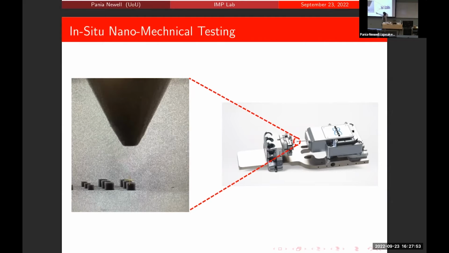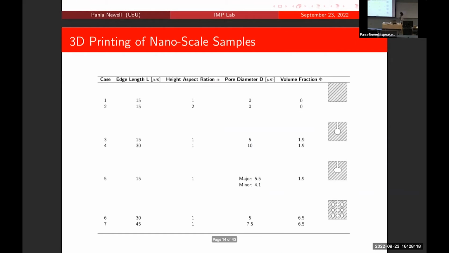So these are the samples that we printed. We wanted to understand the role of the size effect at the nanoscale. They look like a cube, but they have pores in them. So internally, there are different pore structures, and the probe comes and applies mechanical loading, and we want to understand how we can decouple structural behavior from the material response. So this is the setup that we have.